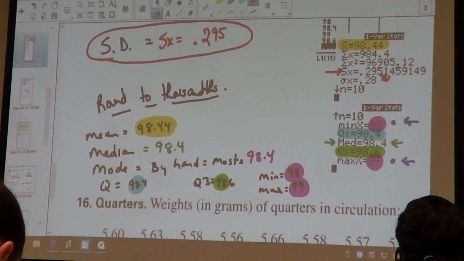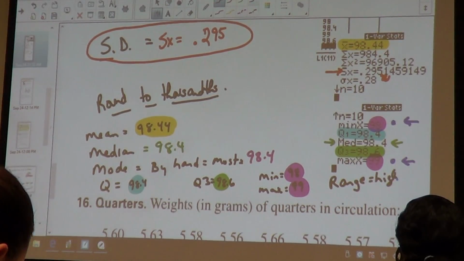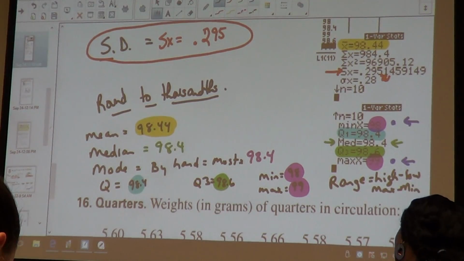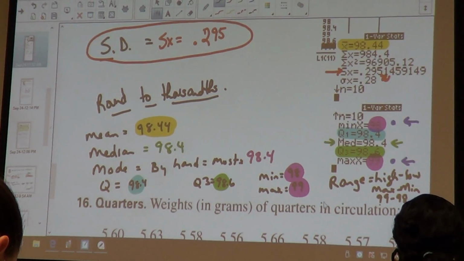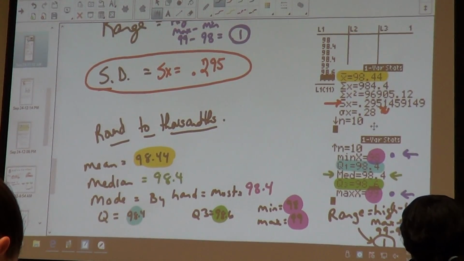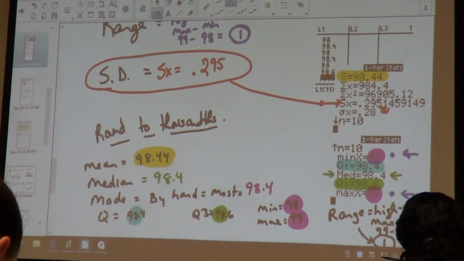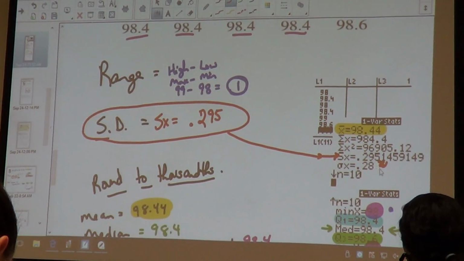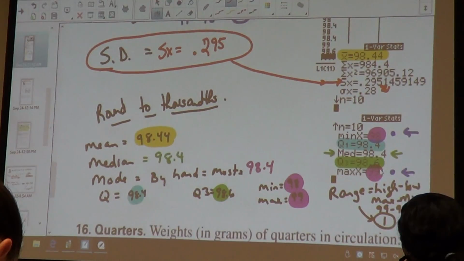So my range is going to be high minus low, also known as max minus min. So that's going to be 99 minus 98, or 1. And then my standard deviation I had up here. My standard deviation is my SX. I rounded it to 3 decimal places, and so I did 295. My MyMathLab will tell you what they want you to round it to. We good?